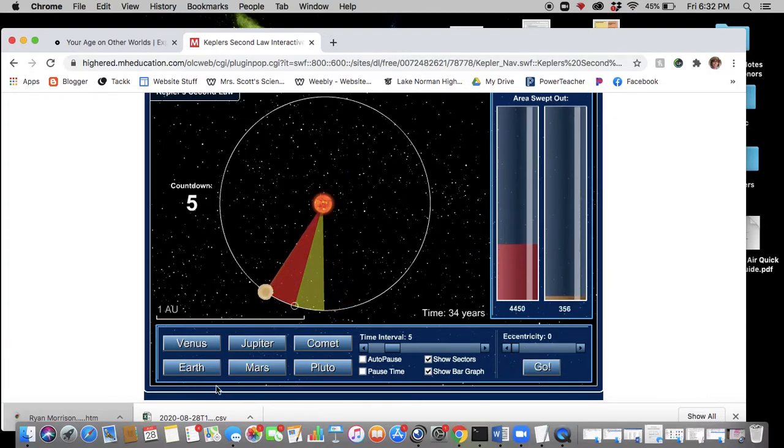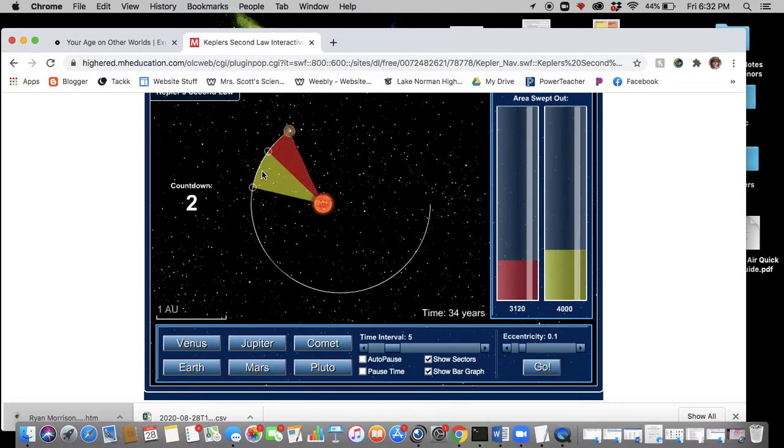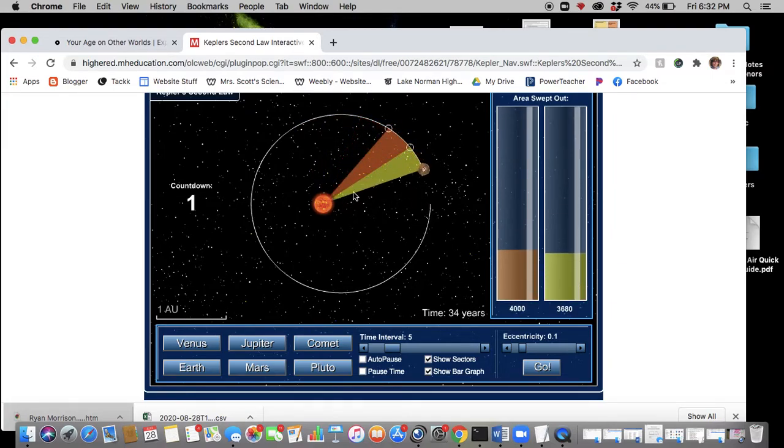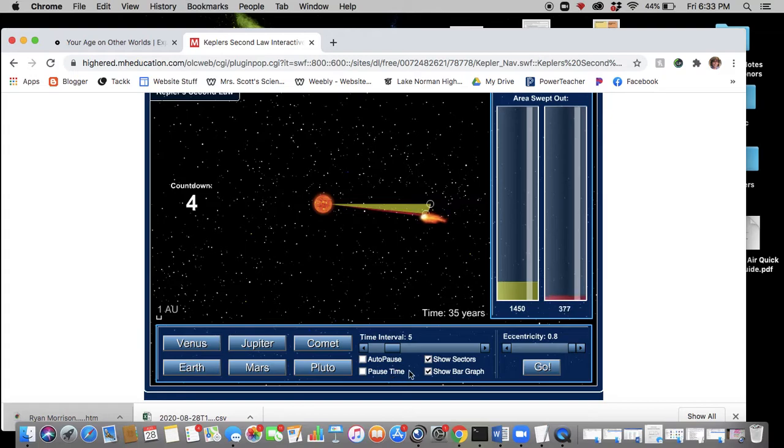But I want to show you a different one. Let's look at Mars. Okay? So Mars, again, the areas are sweeping out. They're equal areas. Each of these triangles are the same. But look how it gets a lot closer here. And you see these triangles here are a little bit wider. And this one, now it's getting further away. It's almost at aphelion. It's moving a little bit slower. The easiest one to see this, if we take the eccentricity of a comet.